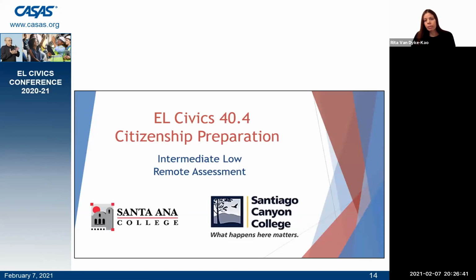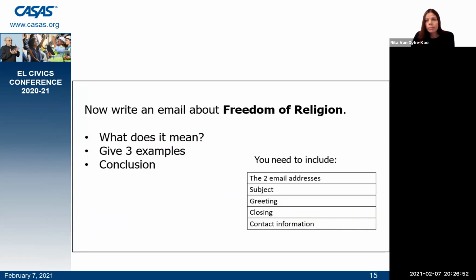Here's an example from 40.4. We did this back in the summer, citizenship preparation and intermediate low level for this example. This one is a written assessment.